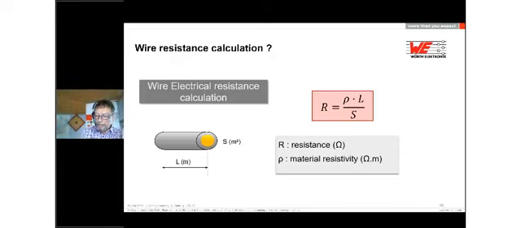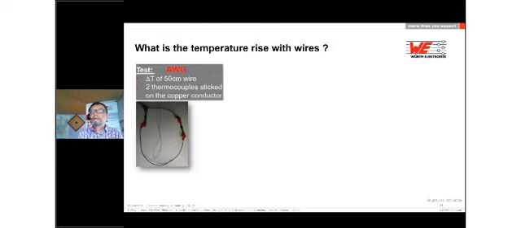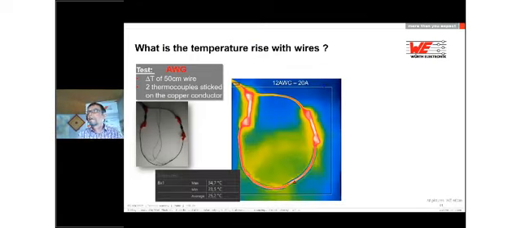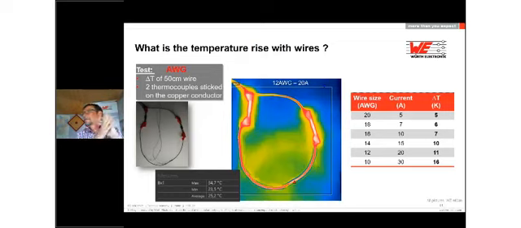But what is the temperature rise with wires? Therefore, we did a test again with a delta T of 50 centimeter wires. We removed the insulation and stuck two thermocouples directly on the copper conductor. We used an AWG12 cable with 20 amps as before with a connector, and you see the measures here. It's between 23 degrees Celsius and 34.7 degrees Celsius. So that means we have a delta T lower than the delta T of the connector in our cable.